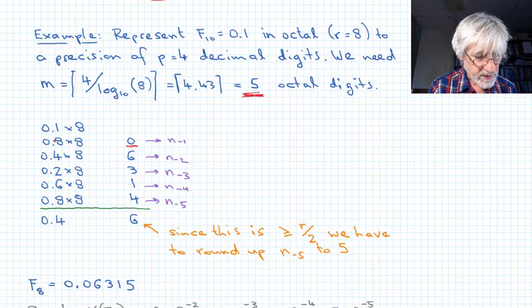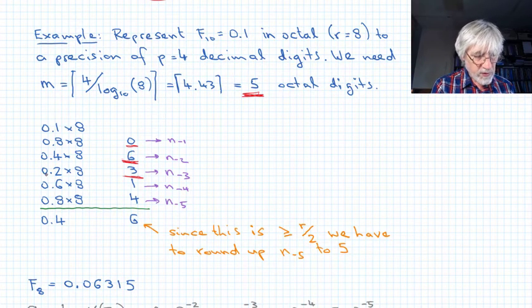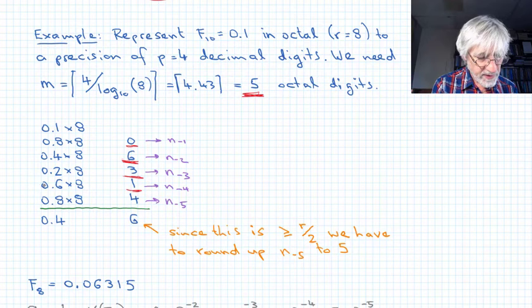And we continue with the 0.8 times 8. That's 6.4. So the integer part, 6, goes over here. That becomes n minus 2. And the fractional part, 0.4, continues, being multiplied by 8. That gives us 3.2. So n sub minus 3 becomes 3, and the 0.2 continues times 8, and we get 1.6. So there's the one over here. The 0.6 that stays back here gets multiplied by 8, and that is equal to 4.8. So the 4 goes over here, and the 0.8 stays over here, and then we do one more.